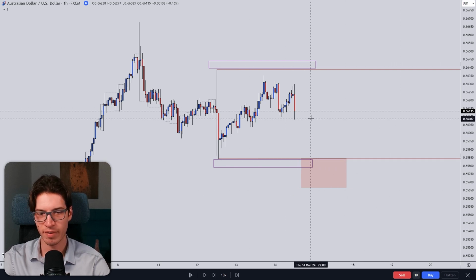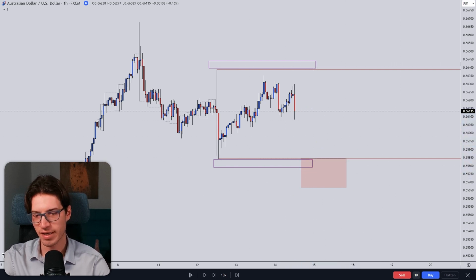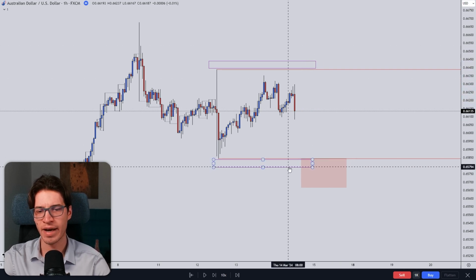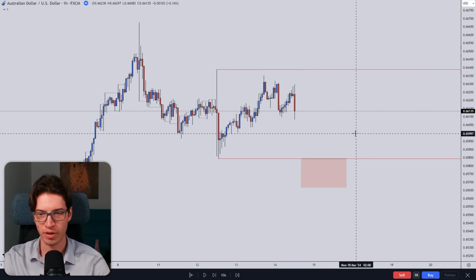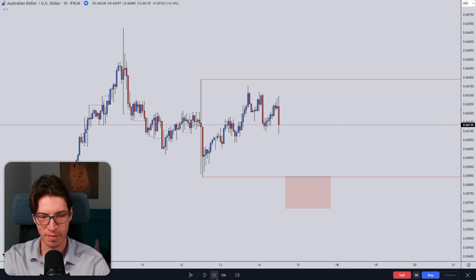So I'm looking to see what will happen in these areas. If price can reject, and then I can get in on a nice liquidity sweep opportunity. Okay, so let's see what happens.